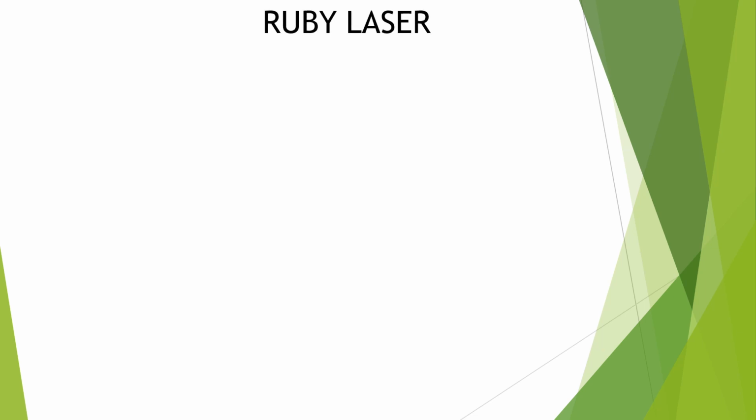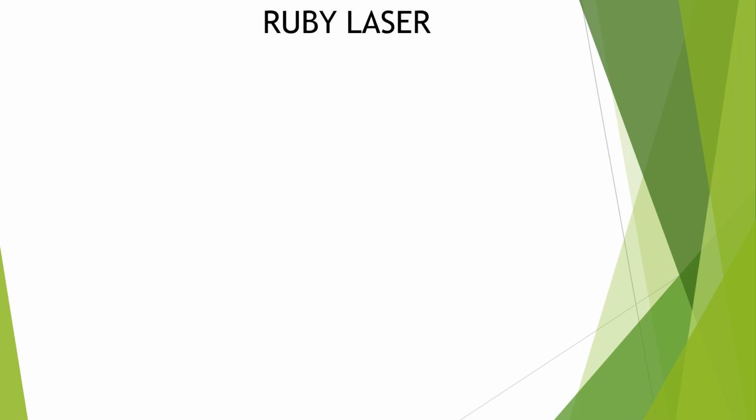The ruby laser is Al2O3 doped with chromium ion. This is a crystal laser, the first laser, first demonstrated by Maiman. It is a very expensive laser because we use a ruby rod, Al2O3, doped with chromium ion, which gives its characteristic pink color. This is very familiar in jewelry also; we use this stone in jewelry.